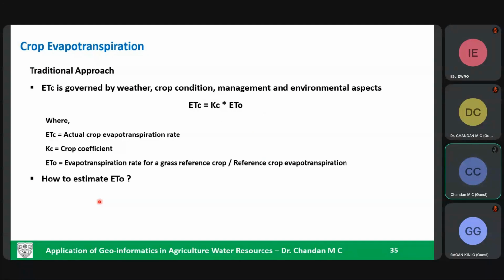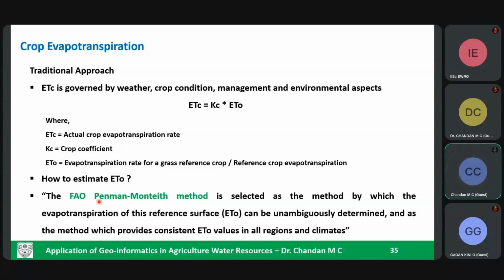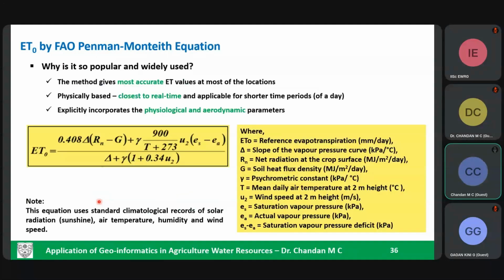So how to estimate the ET0? Again, as we discussed, this is from the Penman-Monteith method. Why Penman-Monteith method? Because it is the most accurate method so far which can give the ET values on the ground at the location, and it is closest to the real-time value.